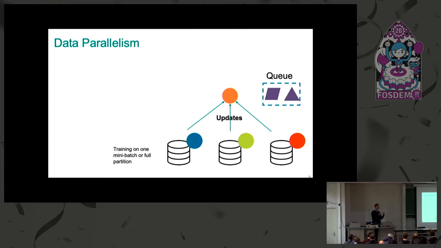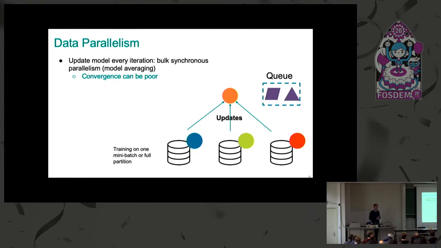And then you rebroadcast and repeat that. And once you've trained that model, the next one in the queue comes in and you train that one. So that's data parallelism. If you update your model just once after you've gone through all of your data in the partition, you get what's called bulk synchronous parallelism, or model averaging. And this can be very fast. However, it often suffers from poor convergence.